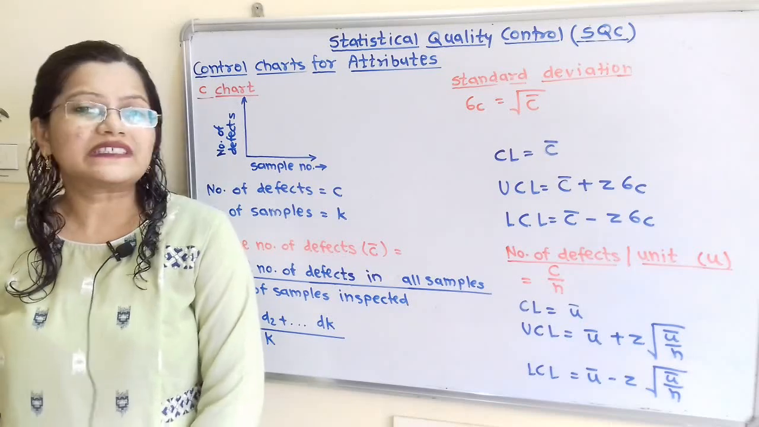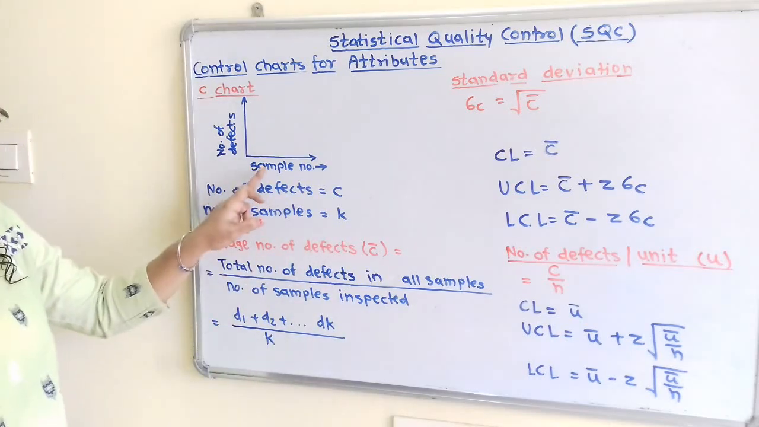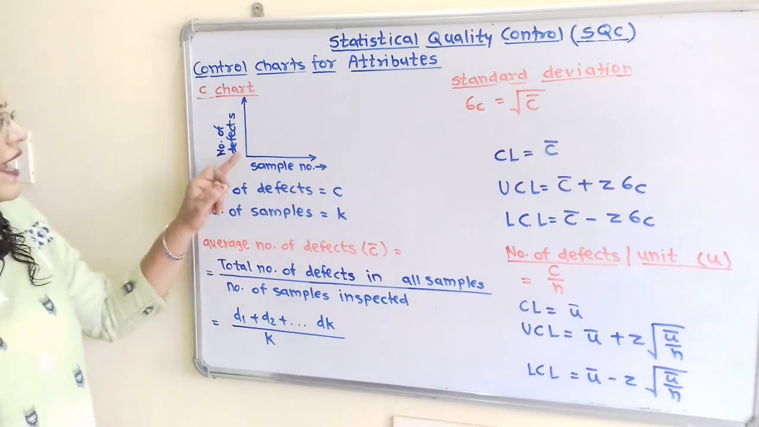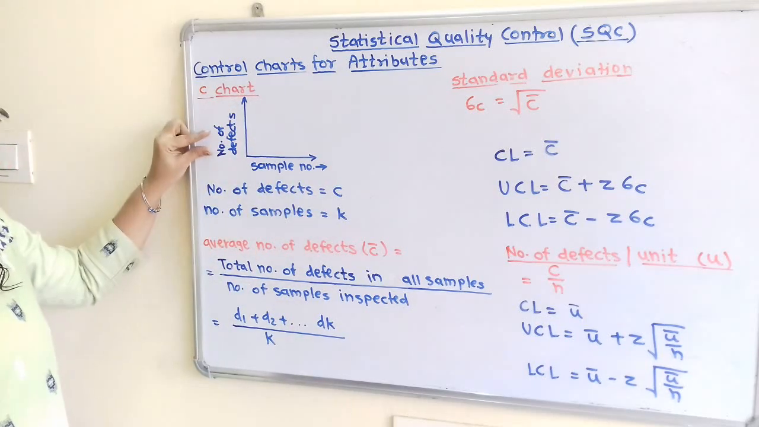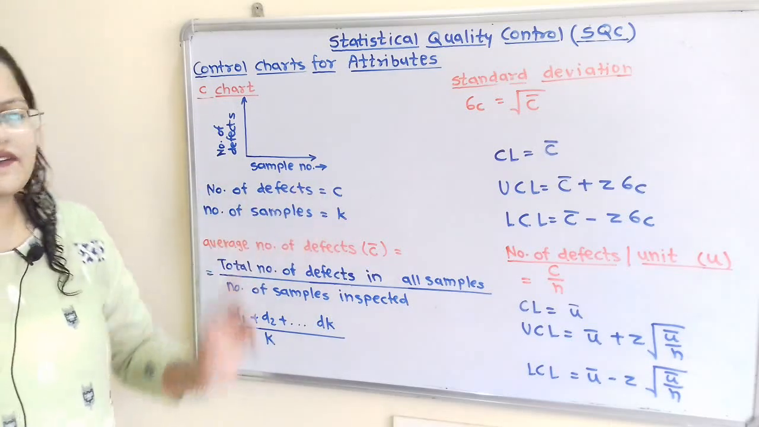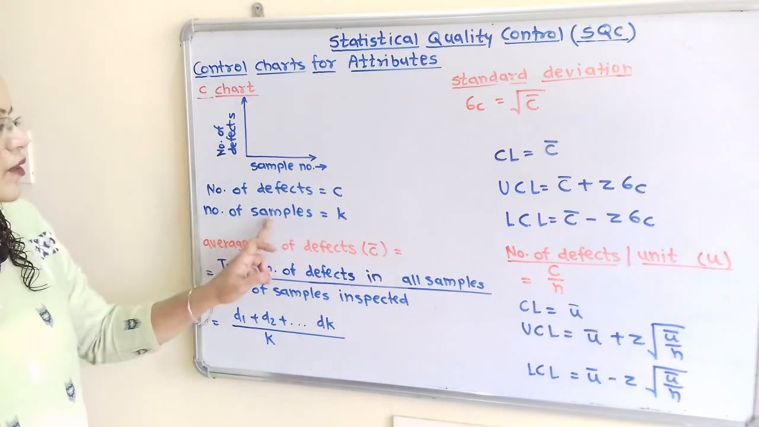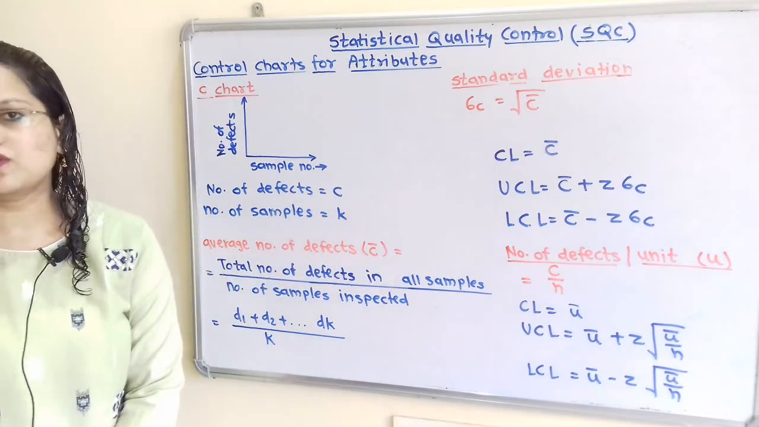Now we will move to the C chart. To plot the C chart, on the horizontal line we will plot the sample number, and on the vertical line we will plot the number of defects. This number of defects is equal to C, and that is mentioned in the question. Then the number of samples is equal to K.